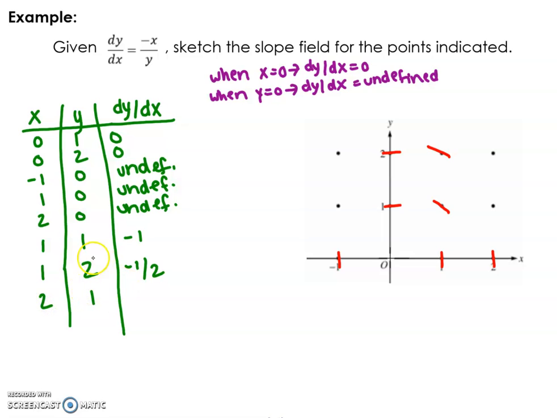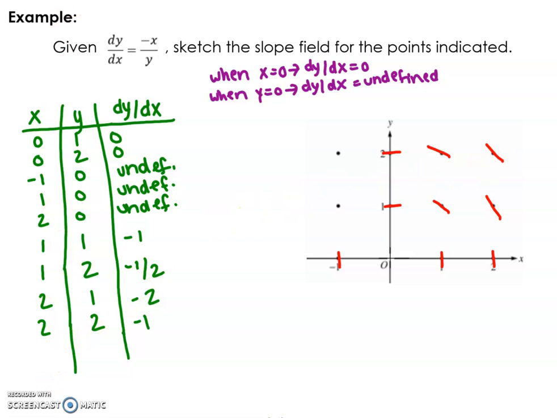If I plug that in, that's going to equal -2. If I plug in 2, 2, that's going to give me -1. So let me just fill those in real quick. So -2 is going to be a little bit steeper slope, so maybe like that. Then -1 again, that's going to be like a regular slope of 1.